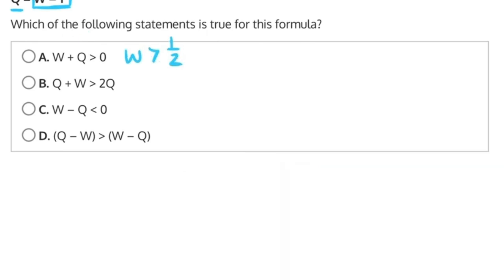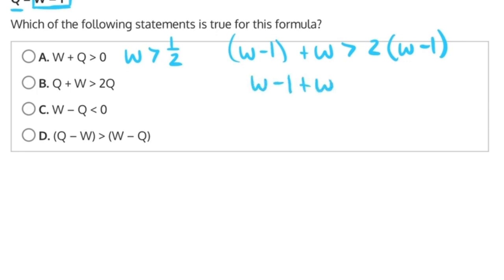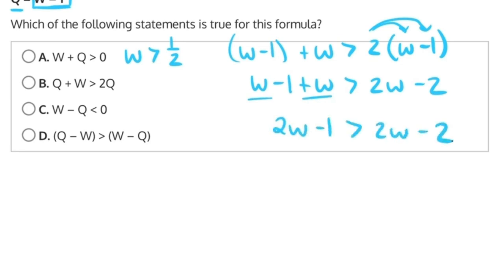We have q, which we can substitute in w minus 1 for, plus w is greater than 2q, which we can substitute in w minus 1 for. Now we can begin to simplify. W minus 1 plus w is greater than, distributive property, 2 times w is 2w, 2 times negative 1 is negative 2. And now we can simplify. On this side we have two like terms. W plus w would give us 2w, minus 1 is greater than 2w minus 2.